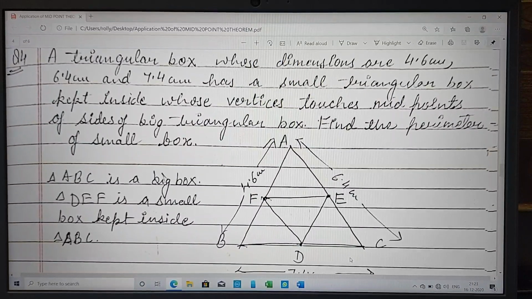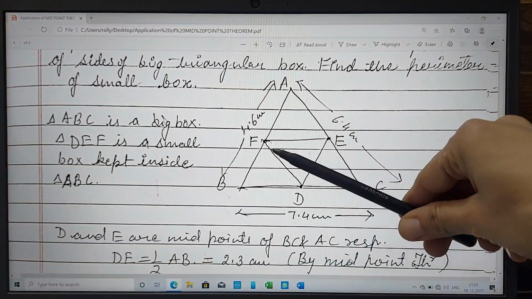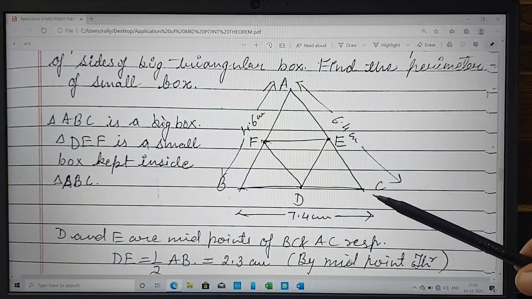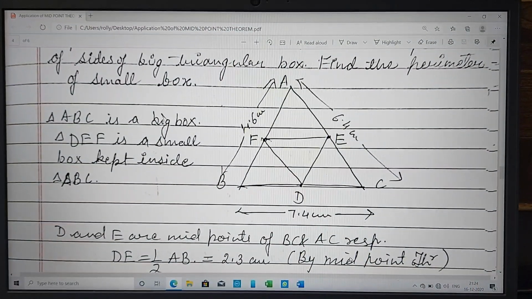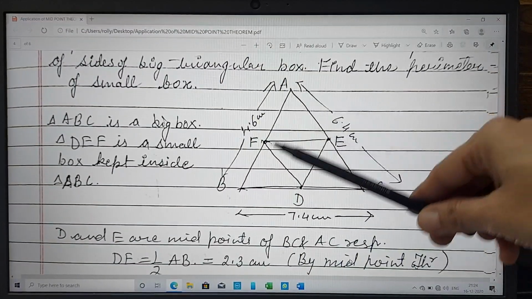This kind of question you have already done. We will apply the midpoint theorem to this question. EF will be equal to half of BC, so half of 7.4. DE will be equal to half of AB.